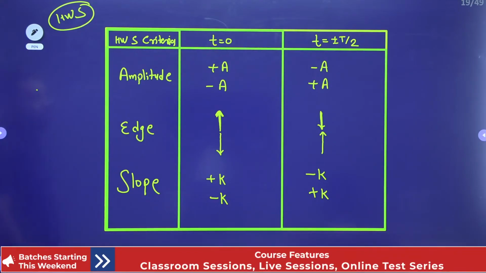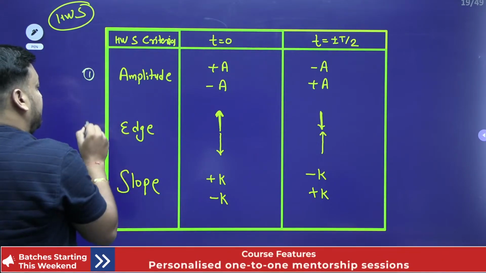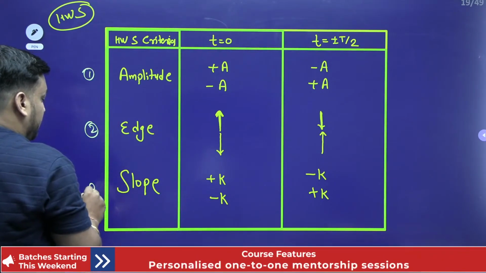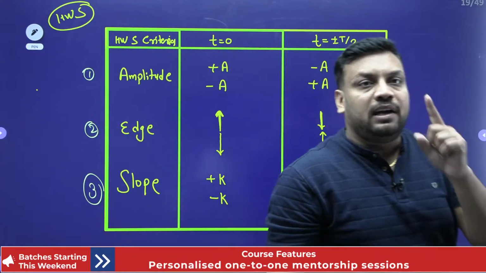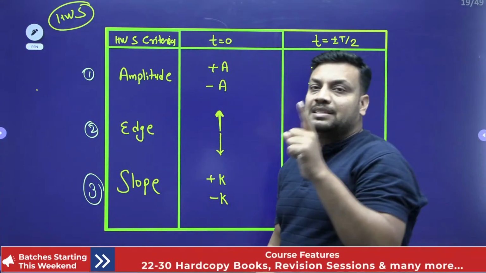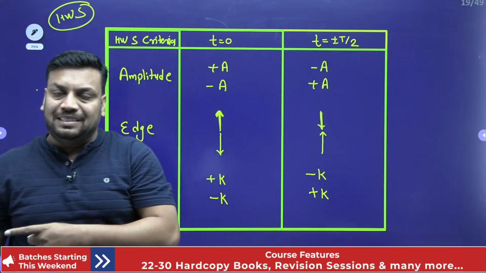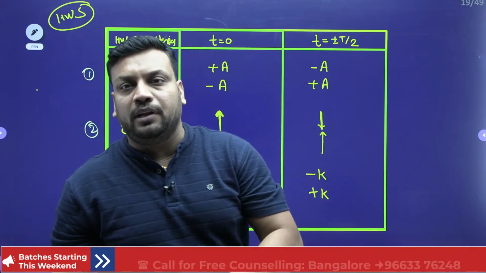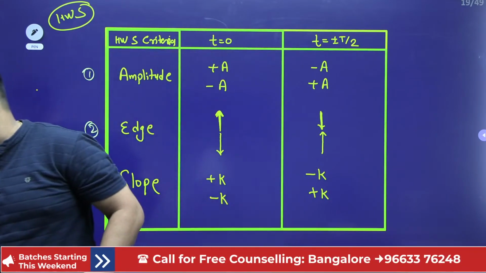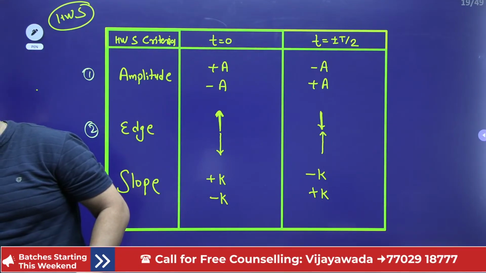Now, students, how to check? If a signal satisfies any one condition out of these three, then we will directly write that the signal is an HWS signal. And if the examiner asks about the Fourier series representation, non-zero Fourier series coefficients or the harmonics, we can easily comment. Okay. Now, how we will comment, guys? I will just inform you, explain to you.